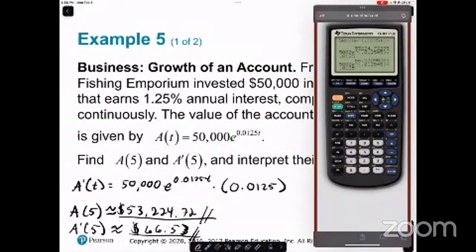The amount of growth is growing, but 66 was too small. I was like, that seems weird. So it really should have been 665, right? And I typed it in the calculator wrong. So I'm going to go ahead and change it to 50,000. So now we get our 665.31. And then that makes more sense that the account is growing by $665 per year, right?